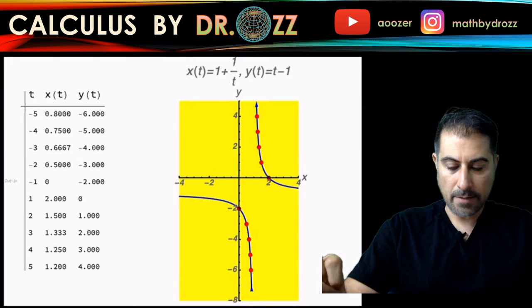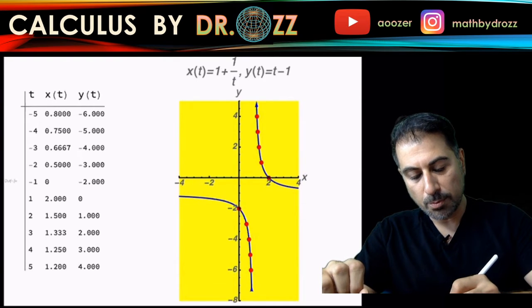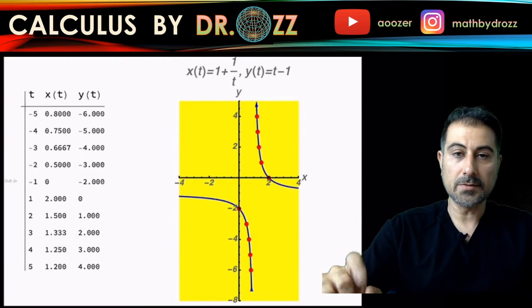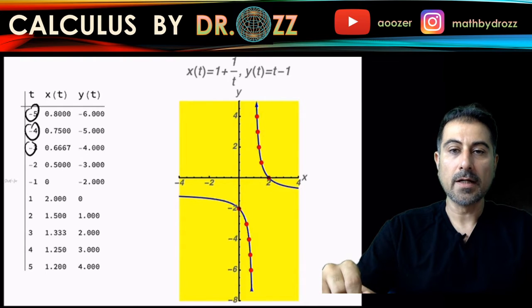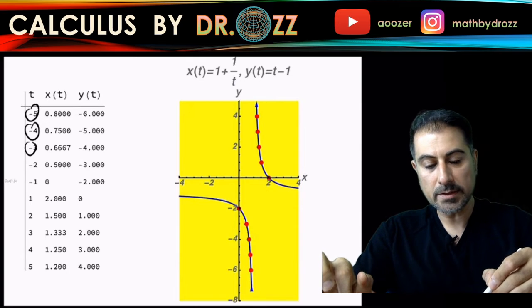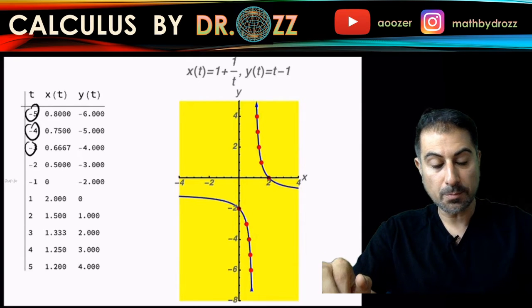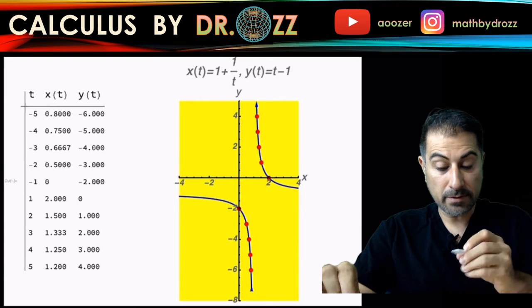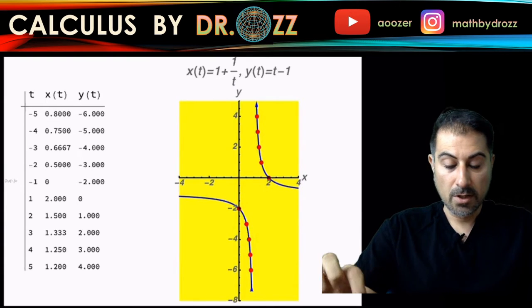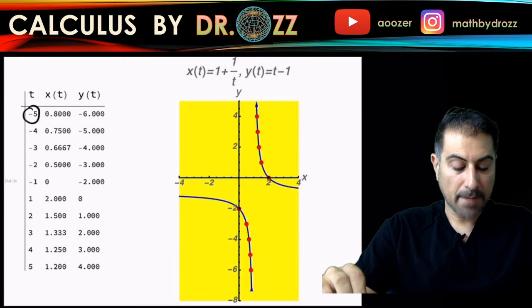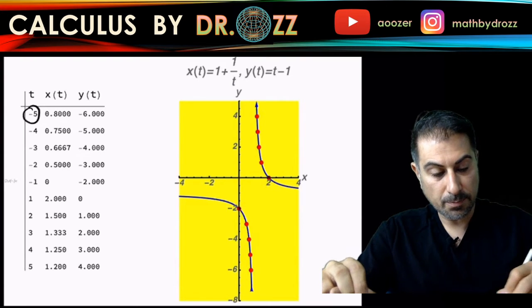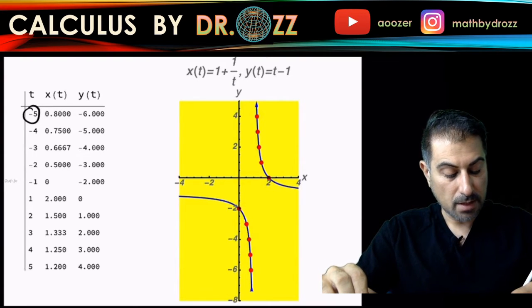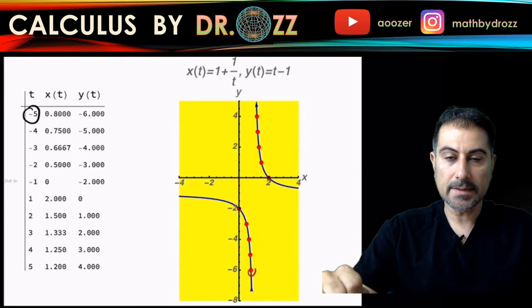What I did exactly is just plug those t values into x and y and get the x and y coordinates of the points. So let's check a few of them out. t equals -5 here. That takes you to 0.8, -6. Here we go, that is the point. So this point is the very first point I start with.